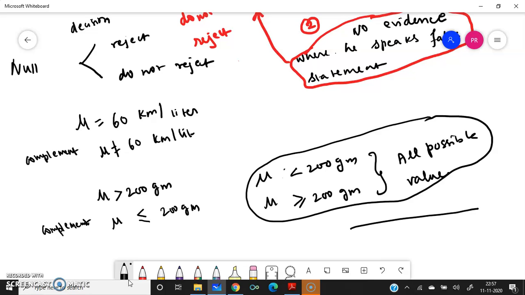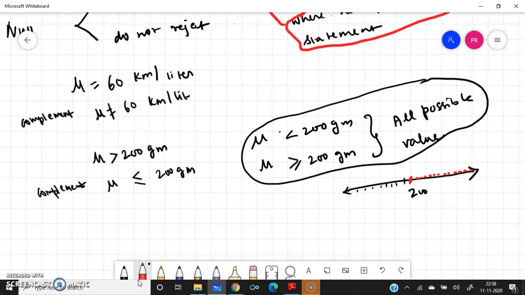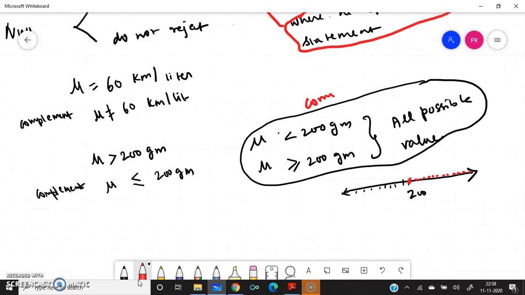If I use the real line, suppose this is my 200. Less than 200 means all the values lesser than 200. Greater than or equal to includes 200. So including 200 and all these values, the whole real line is covered. None is left. So these are all possible values, and you can call it complete. So mu is greater than 200 or mu is less than or equal to 200. In another case, mu less than 200 means its complement is mu greater than or equal to 200.